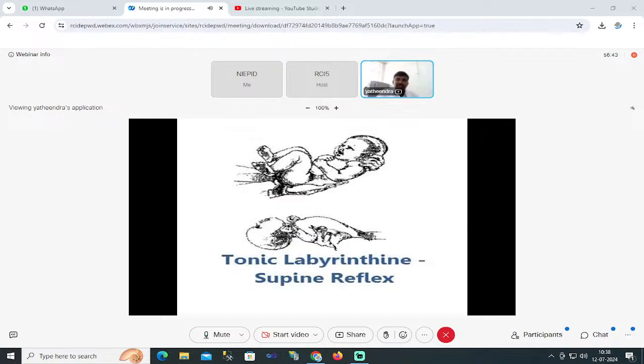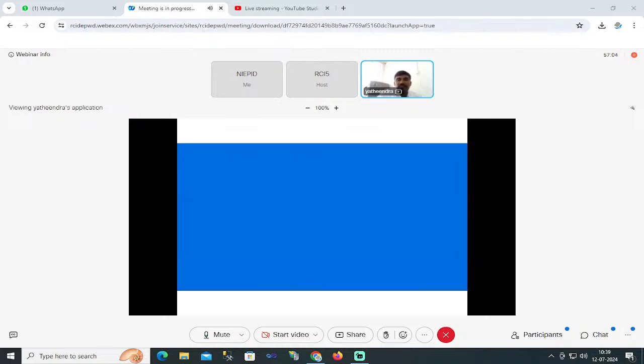Now you can do the tonic labyrinthine reflex in the supine position also. Can you see, when you bend the baby at the neck, automatically the upper limbs and lower limbs will be bent. And when you bend the baby's head backwards, that is in extension, in supine, you can see extension of the limb positions. So this is the tonic labyrinthine reflex, which you can do in supine and prone position. I will show the videos at the end of the session.